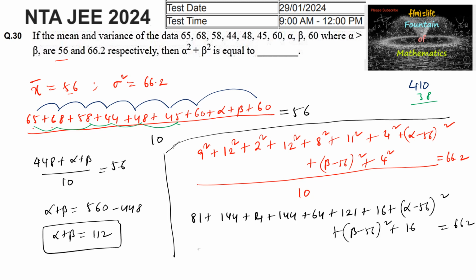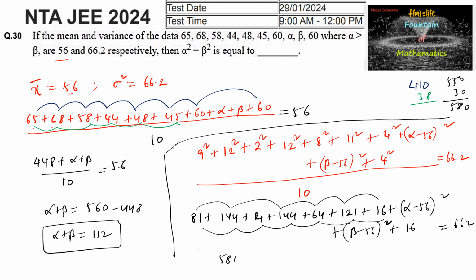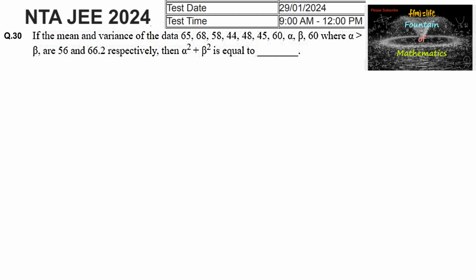So here, simplification: 81 plus 144 is 225... adding up the terms we get 550, and again 16 plus 4 plus 4 plus 4, and so on, so we got 580 in the running count. So 580 plus alpha minus 56 whole square plus beta minus 56 whole square is equal to 662. Sorry, it is 590, not 580.